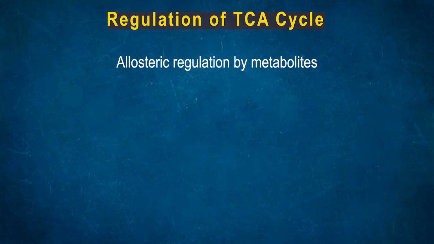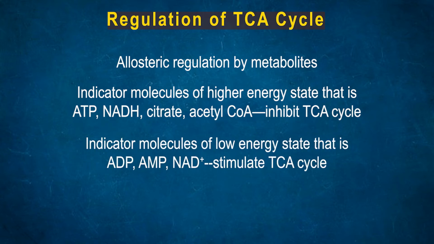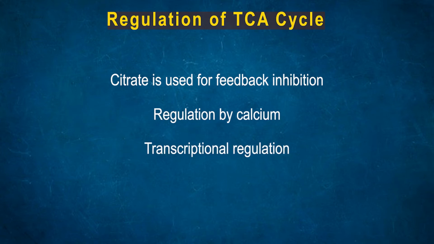The regulation of TCA cycle. The cycle can be regulated by allosteric regulation of metabolites. Indicator molecules of higher energy state, that is ATP, NADH, citrate, acetyl-CoA, inhibit the TCA cycle. But the indicator molecules of low energy state, that is ADP, AMP, NAD+, stimulate the TCA cycle. Citrate is used for feedback inhibition. It can be regulated by calcium as well, and transcriptional regulation is there.